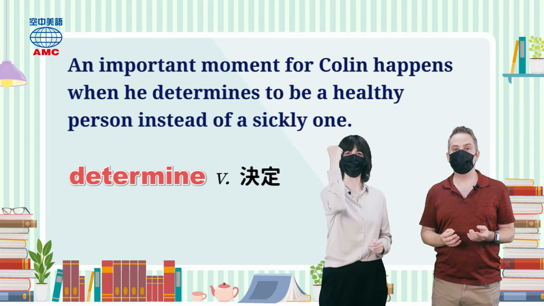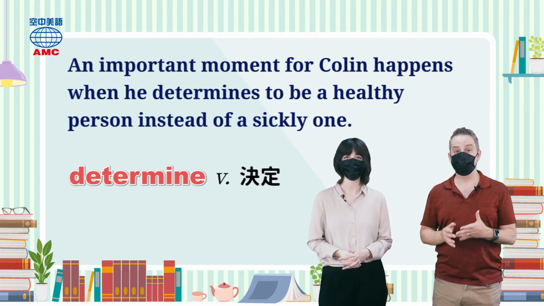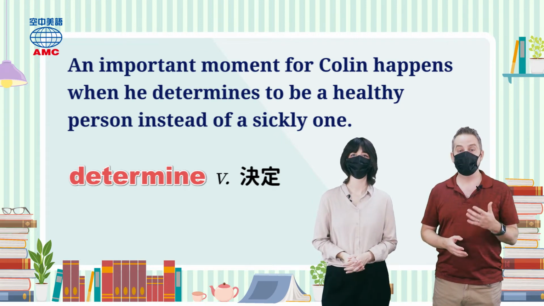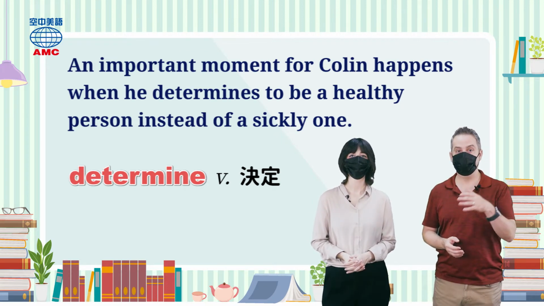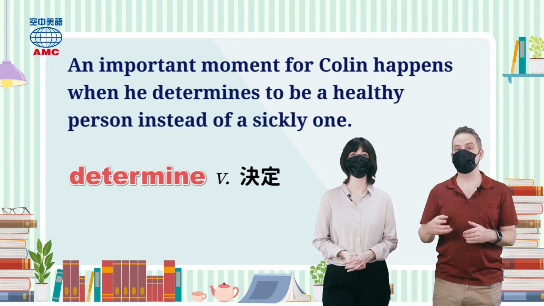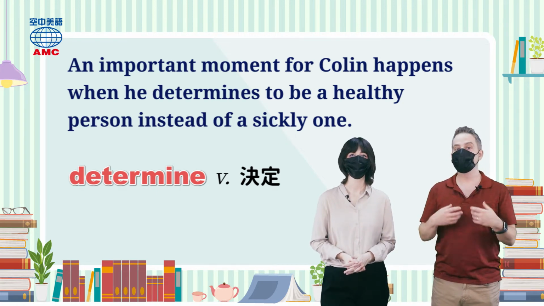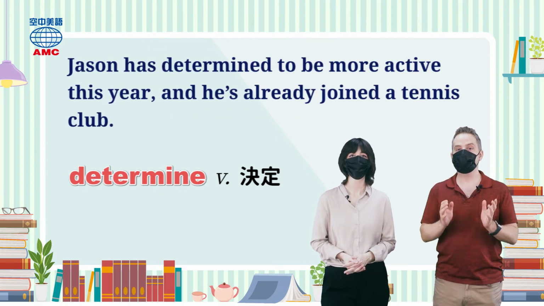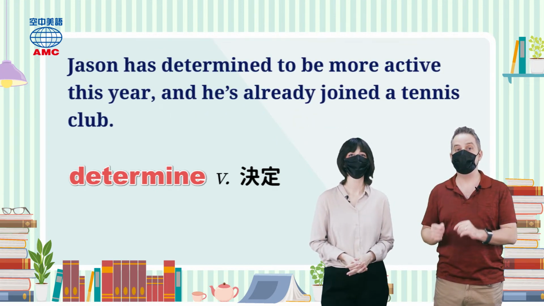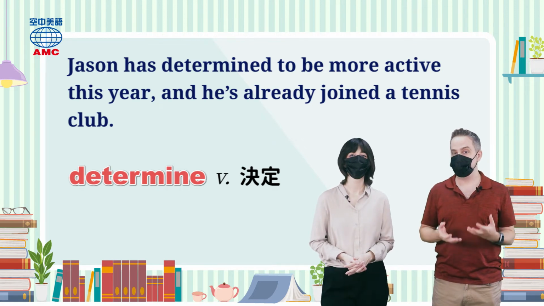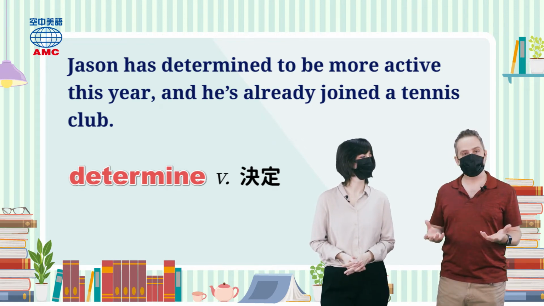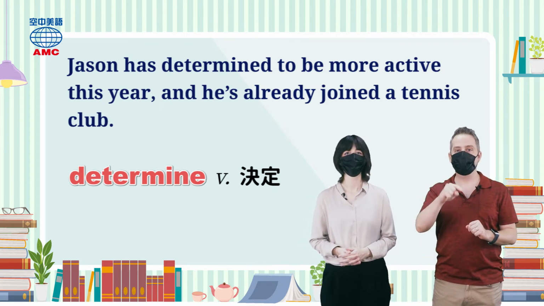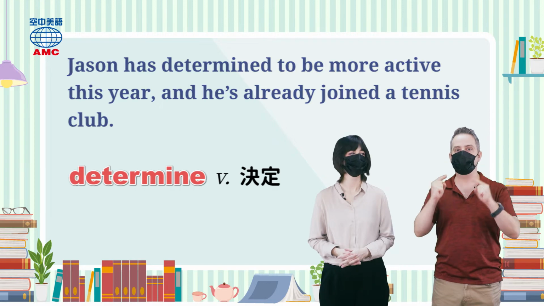Here, to determine means to decide that you really want to do something, get something, be something, and so on. We often follow it with the preposition to introduce what that person has determined to be, to do, to get, and so on. For example, we could say, Jason has determined to be more active this year, and he's already joined a tennis club. So it's that moment of making the decision where you go, that's it. This is me. I'm going to make this change. I'm going to do this thing. I've made up my mind.